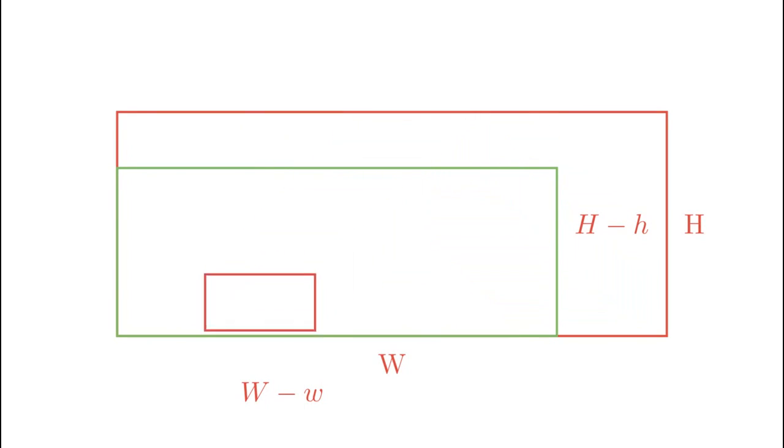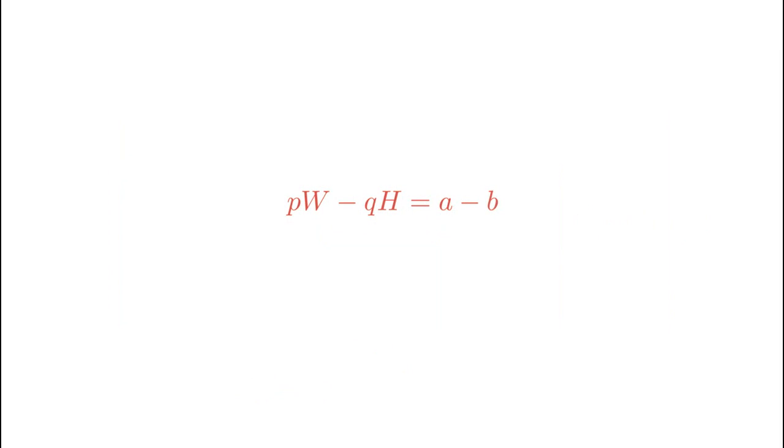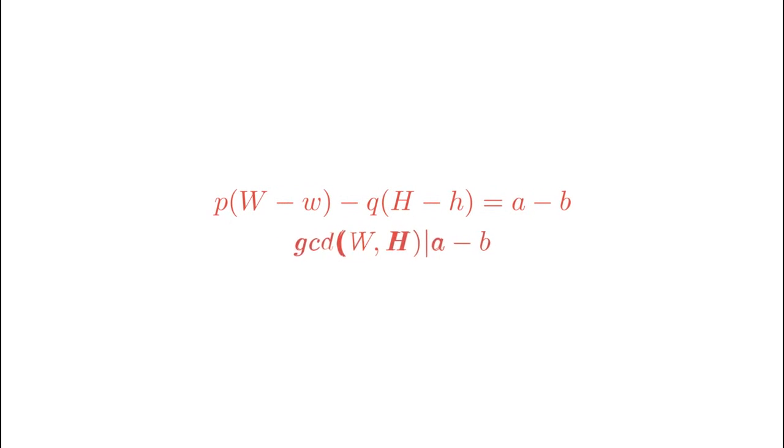Isn't that convenient? So we just replace capital W by capital W minus small w and capital H by capital H minus small h in our previous condition and find the condition that A minus B must be divisible by the GCD of capital W minus small w and capital H minus small h.